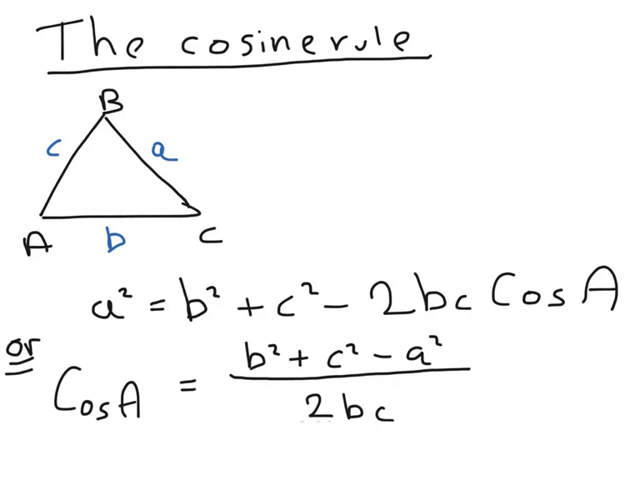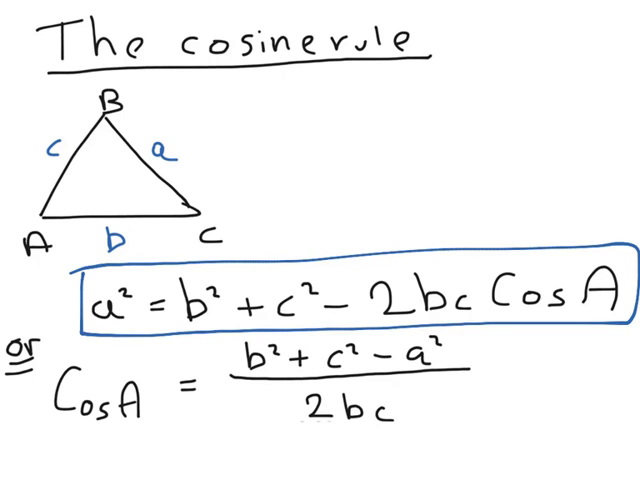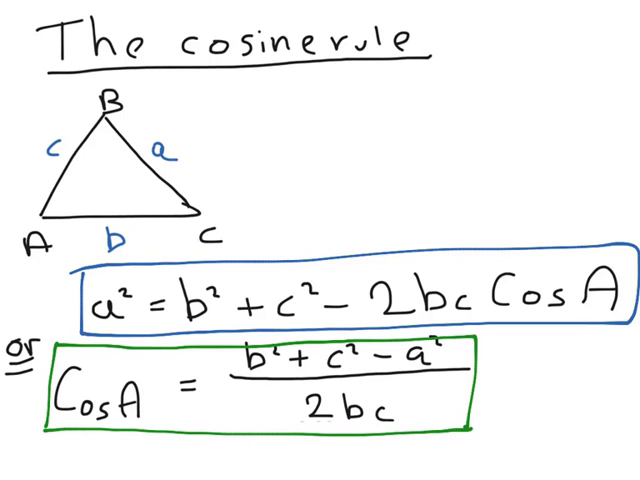The first formula is this one. This is used to find the length of a side A. And the second formula, just by rearranging the first one, we can get the cosine of an angle if we know the three sides of the triangle. So let's dive into an example.